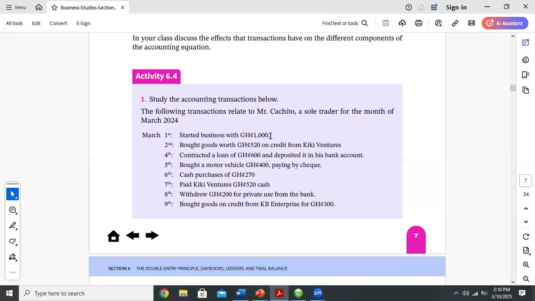If it was a building, the business would have, or the question would have said, started business with 1,000 worth of building, or a building of 1,000 Ghana cedis. Great. Let's look at the second one. Bought goods worth 520 Ghana cedis on credit from Kiki Ventures. Bought goods.